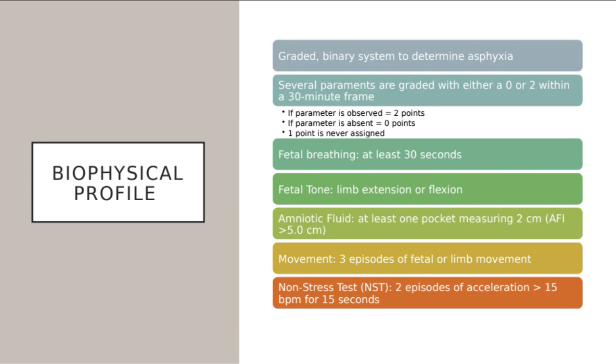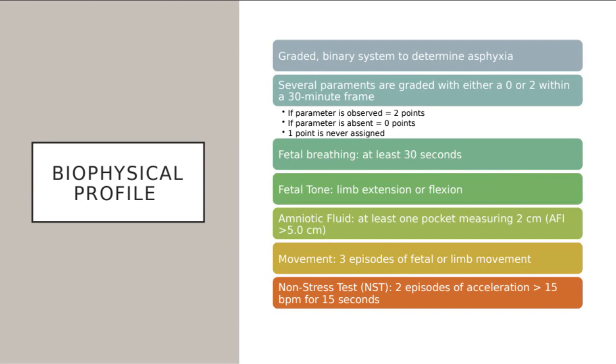So when we see each of those categories on ultrasound and with the stress test, we give 2 points. If we don't see it, we give it 0 points. So basically, you want to get as many points as possible, because that's going to say to you, yeah, this baby's okay. It's doing all the basic functions that they should at this point. If we see it, they get 2 points. If we don't see it, they get 0 points. There's no 1 point assigned for anything.